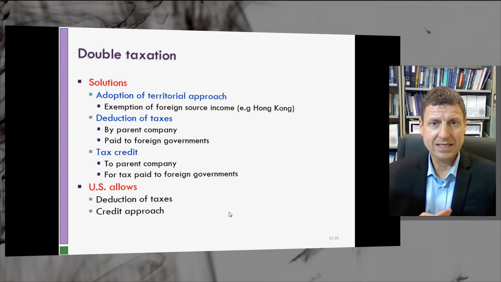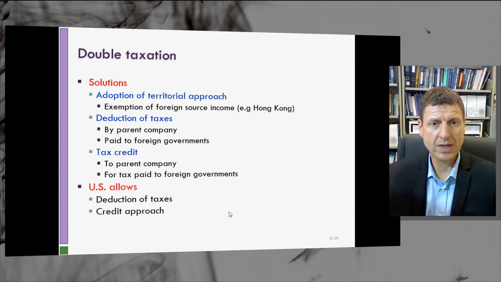Deduction of taxes is another approach that governments around the world have taken. They allow a parent company to deduct taxes paid by subsidiaries or paid by branches in other countries. That's under the direct foreign tax credit arrangement. Another solution is the deduction of taxes paid to foreign governments. Then we have tax credits to the parent company for tax paid to foreign governments.